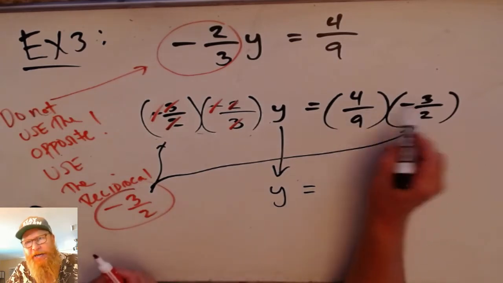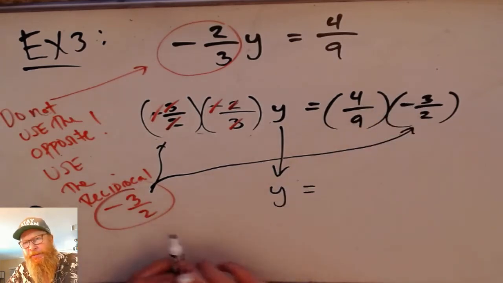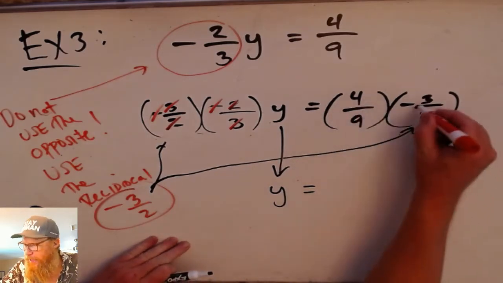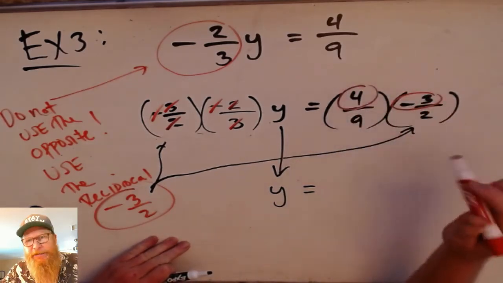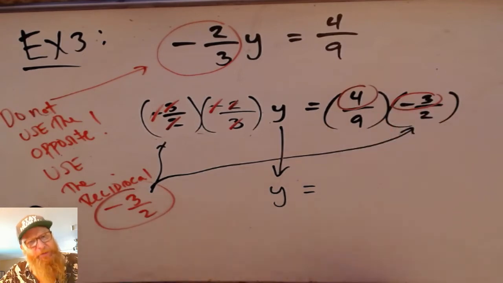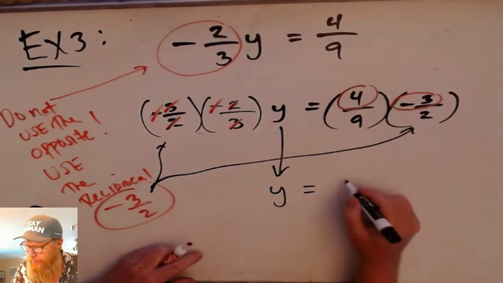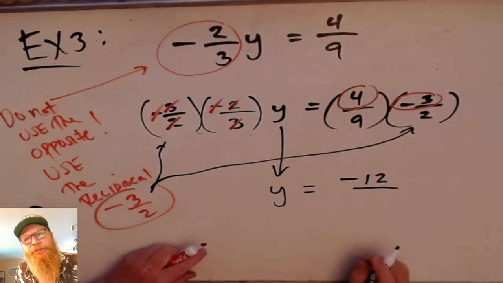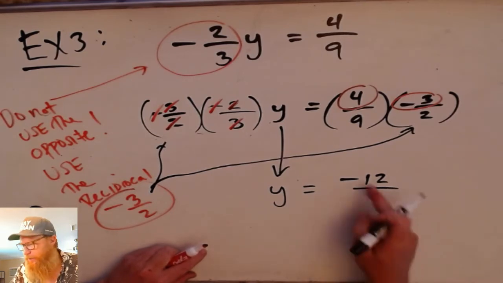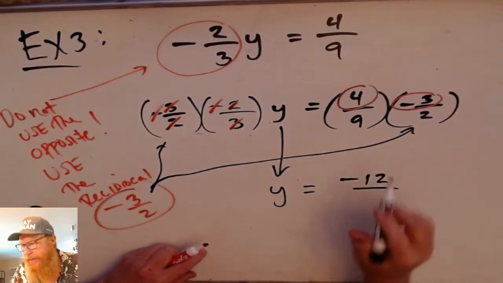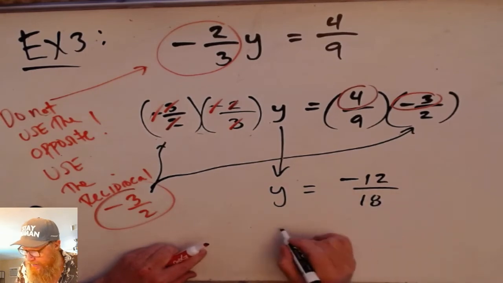And then over here, I need to be careful now. Okay, I've got 4 times negative 3. I like to associate the negative with the numerator. It just looks a lot nicer. So that's negative 12. And again, if you prefer, you can put the negative out in front. And then 9 times 2 is 18.